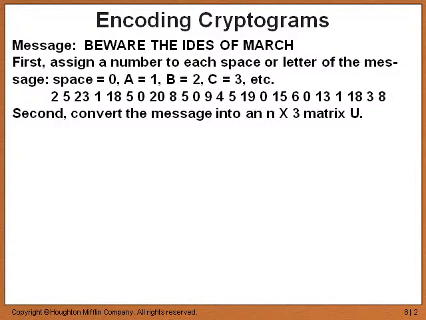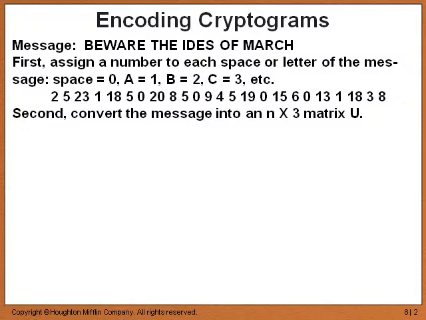Second, we convert the message into an n by 3 matrix U. So we don't always know how many rows we're going to end up with, but we know that we have to keep the columns to 3. Now, there's not anything magic about the number 3, but this is called 3 by 3 encoding. There's also 4 by 4 encoding. There's 5 by 5 encoding. There's 20 by 20 encoding. The more complex the matrix, the harder it is to break the code. But for the sake of simplicity, we're going to use 3 by 3 encoding here. Now, in a second, you'll see why I call it 3 by 3. As usual, in math, things become clear as the example develops.